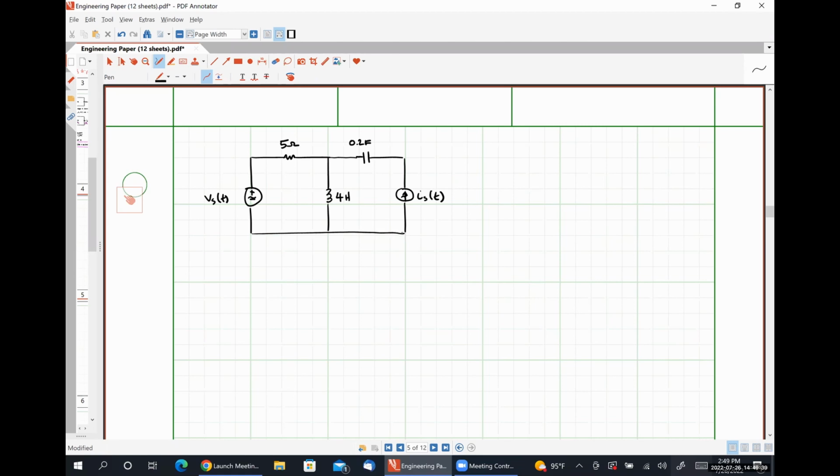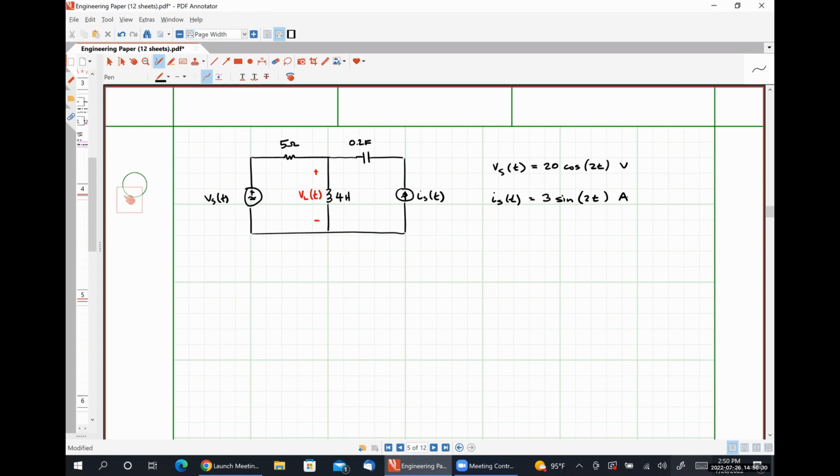and our goal will be to find the voltage drop across this inductor, where Vs of t, so let's make it 20 cosine 2t volts, and Is of t will be 3 sine 2t amps. Okay. So I'm expecting you guys to give me some sort of feedback here, all right?